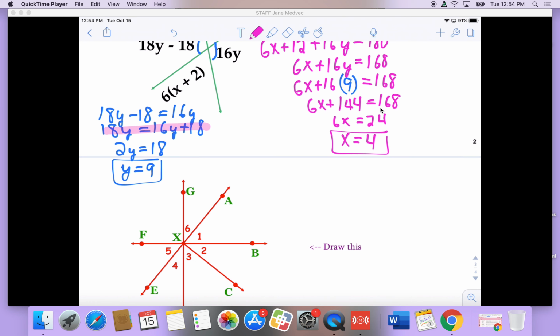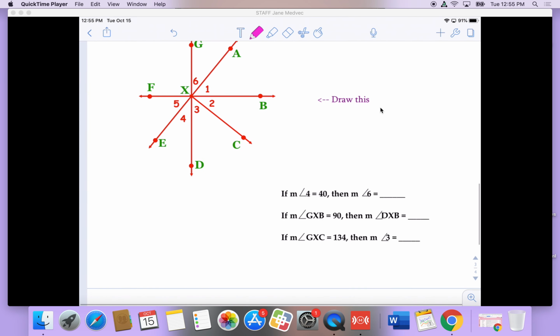So notice how we set up one relationship, was totally legit, totally could do it, got to a point where, okay, I've got a problem. I got too many variables. So I go to the other one and I'm like, you know what? I've got two variables, but they're the same. So I can set them equal to each other. Questions on that? Excellent. Let's go to the next one.